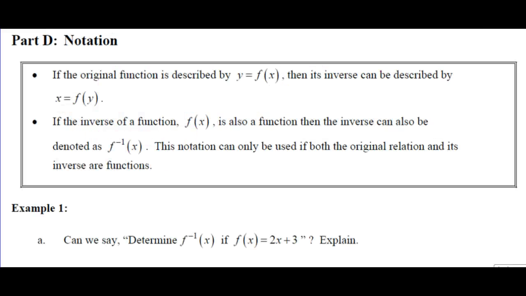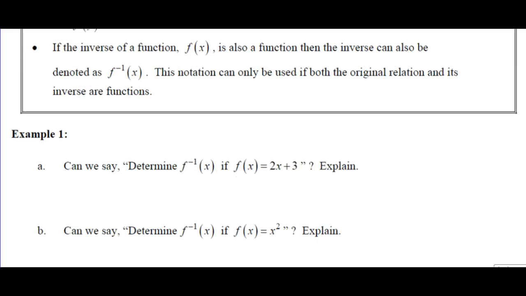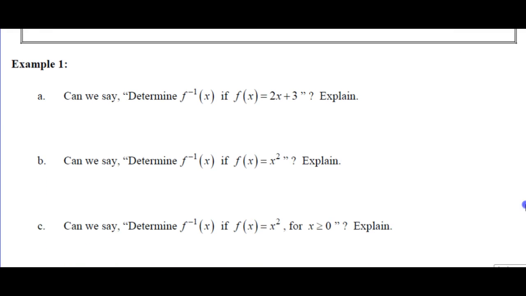Part D, notation. If the original function is described by y equals f of x, then its inverse can be described by x equals f of y. If the inverse of a function is also a function, then its inverse can also be denoted as f inverse of x, right? We're saying it's the inverse of a function, which is a function. This notation can only be used if both the original relation and its inverse are functions.